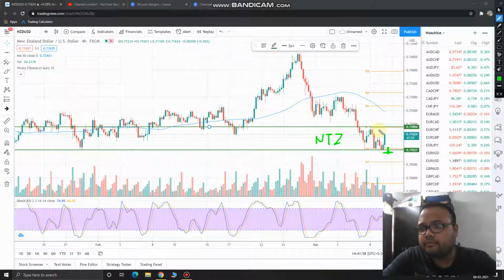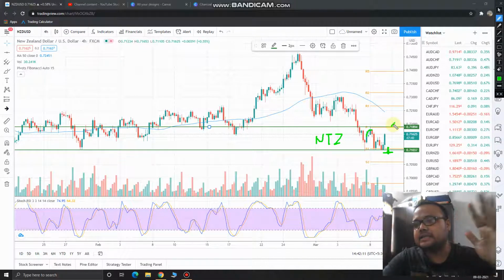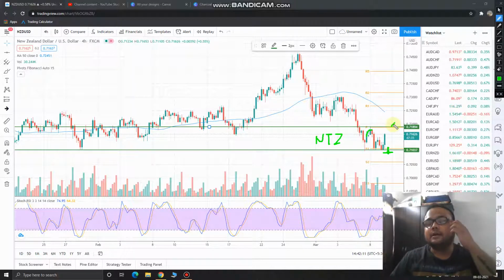Or otherwise, if you find the market trading in this range, I'll say that you should stay away from the market. There are plenty of currency pairs available where you can make money. And on the other hand, if market crosses this level, okay, again you should be waiting for at least 1 hour. Let the resistance become the support. Let the market trade comfortably above the resistance.